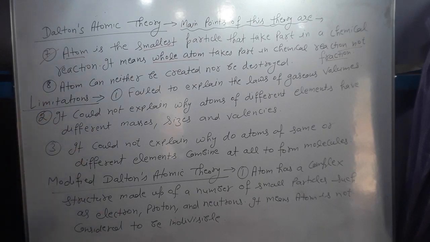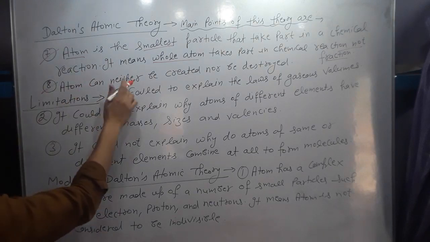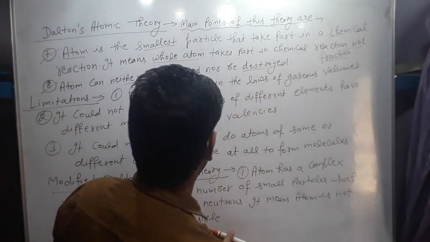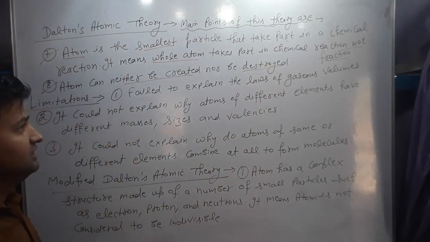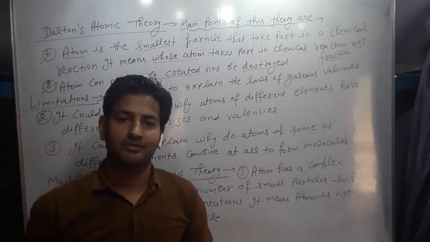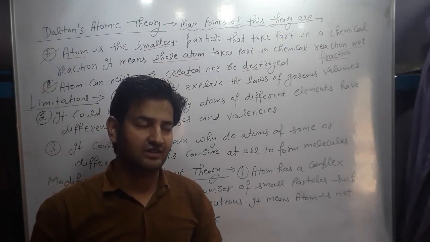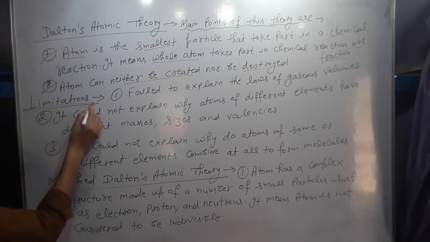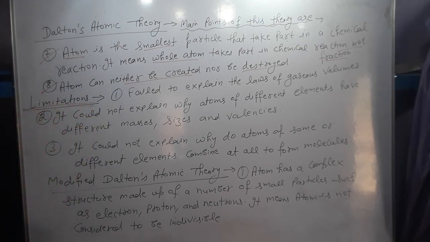The last point of Dalton's atomic theory is that atoms can neither be created nor be destroyed. Atoms को ना खत्म किया जा सकता ना पैदा किया जा सकता. So these are some points given by Dalton in his theory, that is Dalton's atomic theory. But there are some limitations. Some limitations of Dalton's atomic theory.